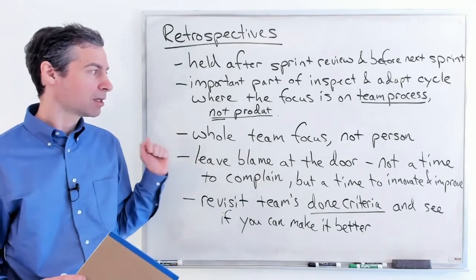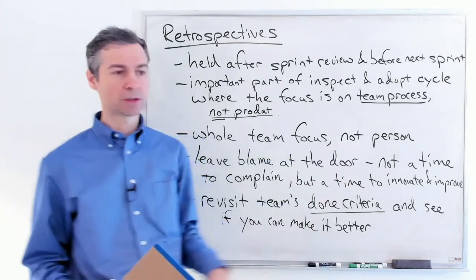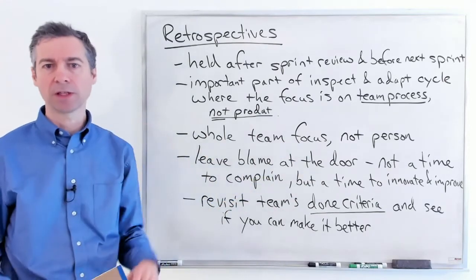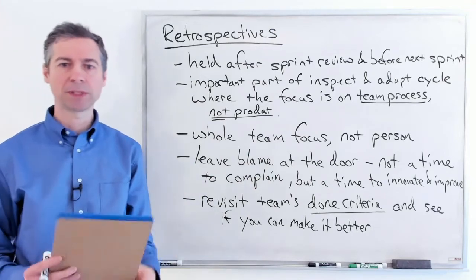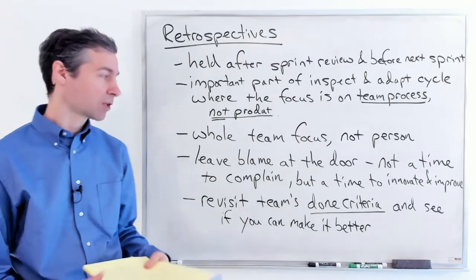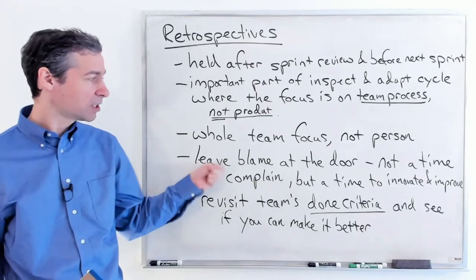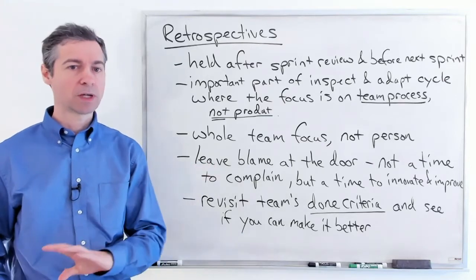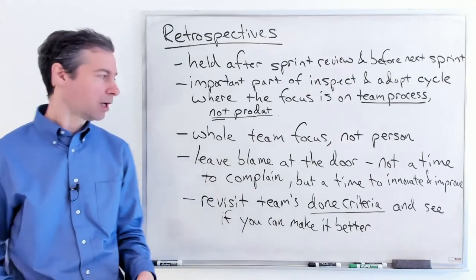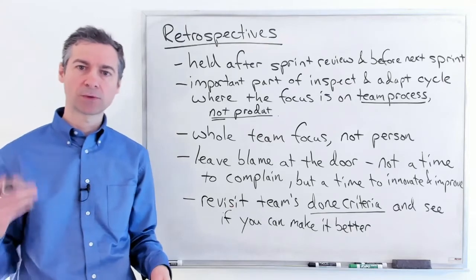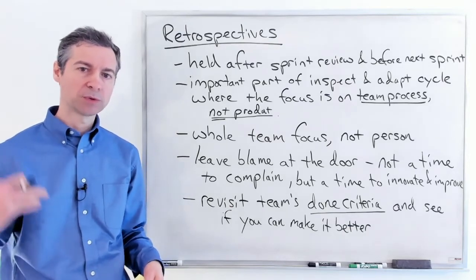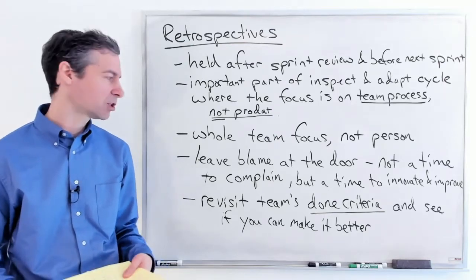It's not, though, your time to go and blame people for the sprint failing or all those broken builds and things like that. Those are team problems, okay? And so leave the blame at the door. We're not going to be blaming anyone for the problems that happened in the sprint. We're really going to be looking for ways that we can take our team process and improve, come up with new innovative ways to function.